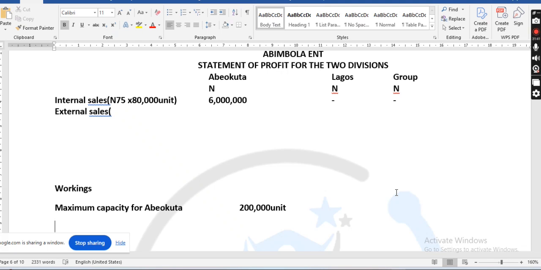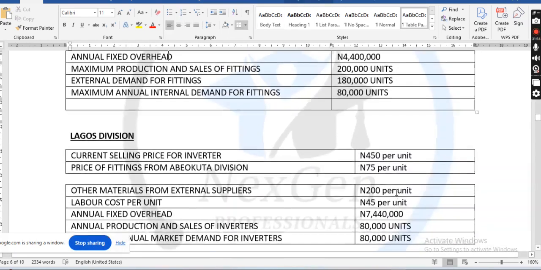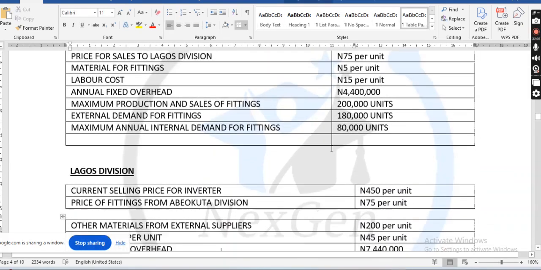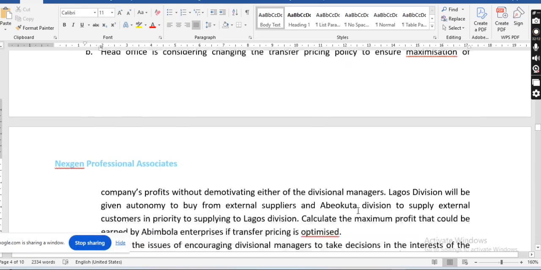So internal demand, 80 units. Let me show you in case you. This is internal demand. Can you see it? Internal demand. That is why you see 80 units here. And Lagos, we have 80 units because we buy from Abeokuta 80 units and sell 80 units to external, right?